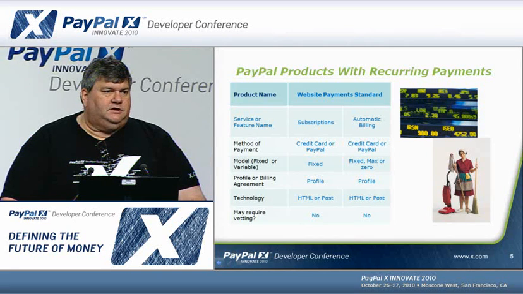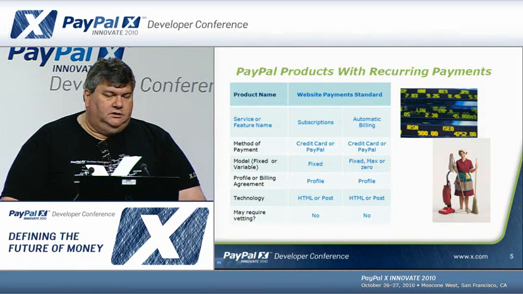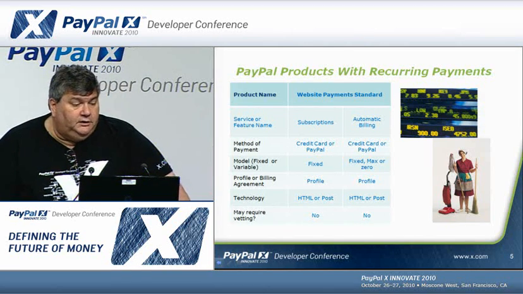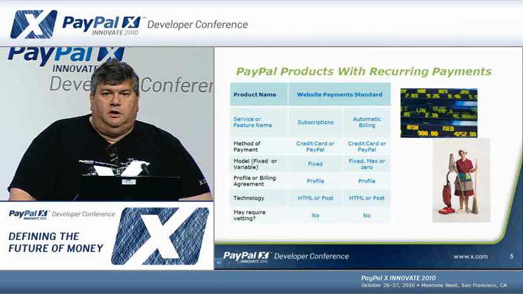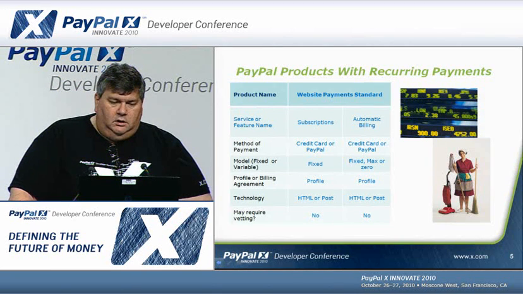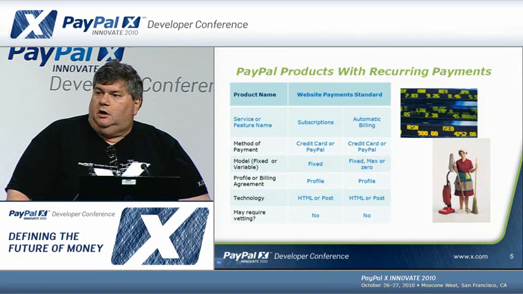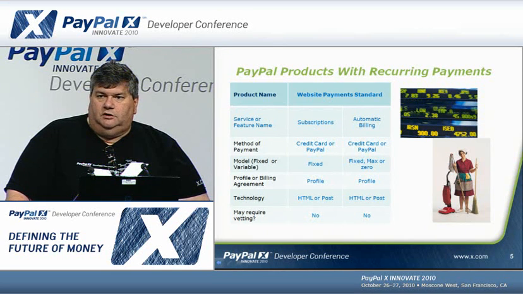If you were here for our earlier session, you know that this is a fairly straightforward way to integrate PayPal into your solution, typically on websites, using HTML or post information. The feature we're talking about is either subscriptions or a fairly new feature called automatic billing. The payment method could be credit card or PayPal. And subscriptions is really a fixed model. Again, it's sort of a set it and forget it. You tell us how much to charge, how often to charge, how many times to charge. There's a trial period component as well.